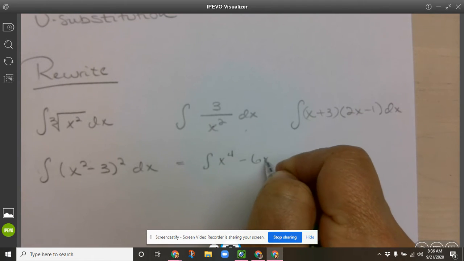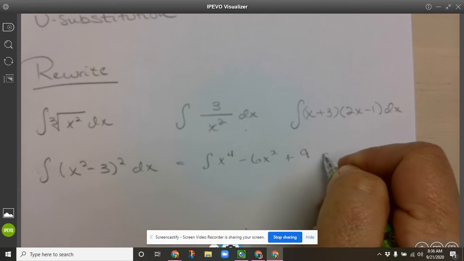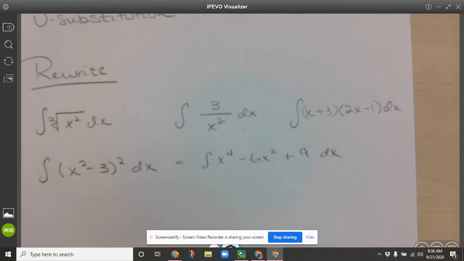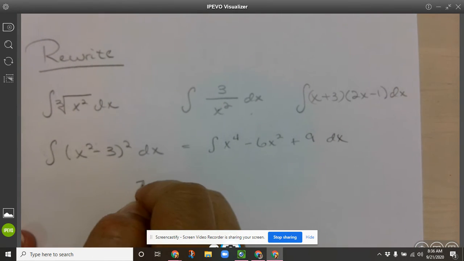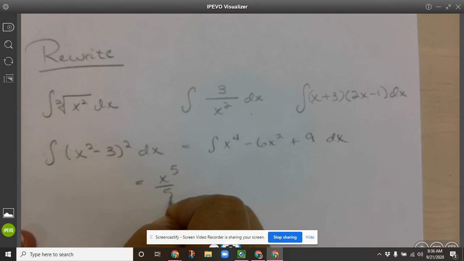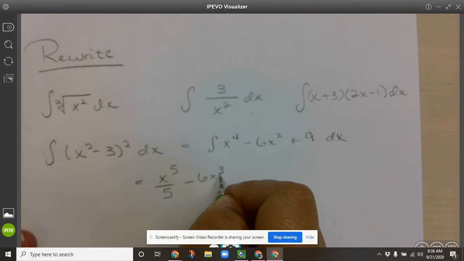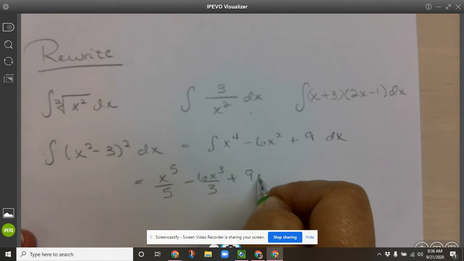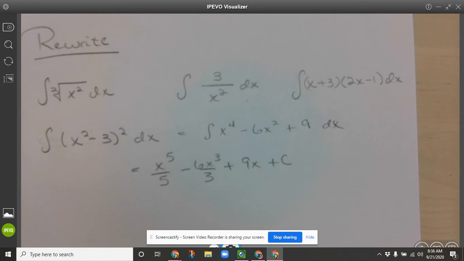x to the fourth minus 6x squared plus 9 dx. And now it's just a simple polynomial that we can easily integrate. So those are some examples for a rewrite.